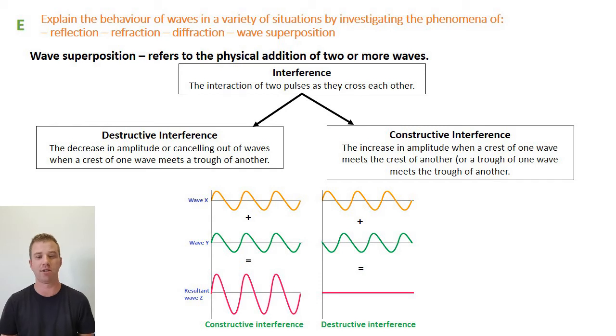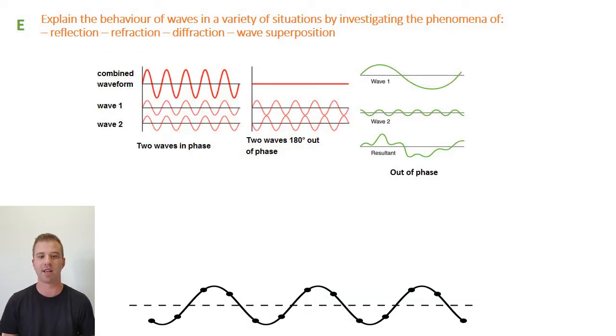This is the interaction of two pulses as they cross each other, and that can be broken down into destructive interference and constructive interference. As the name suggests, destructive just means that you get a flat line, and constructive just means that you get the addition of waves, which increases the amplitude. Okay, now let's have a look here at two waves in phase, which will combine to form a larger amplitude. Two waves at 180 degrees out of phase would be just a flat line and they cancel each other out.